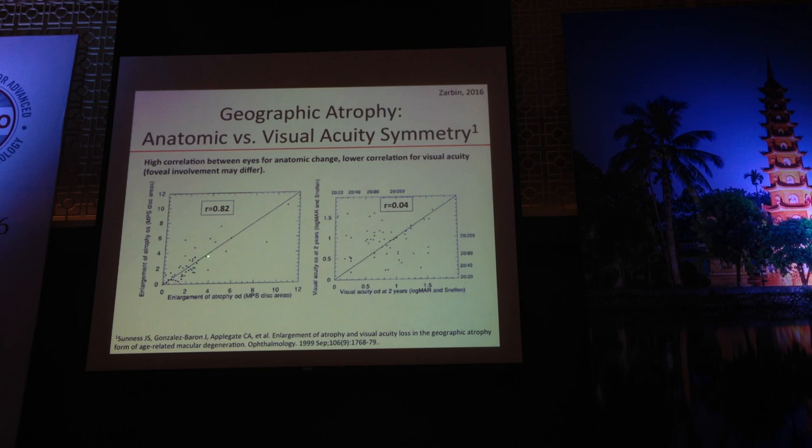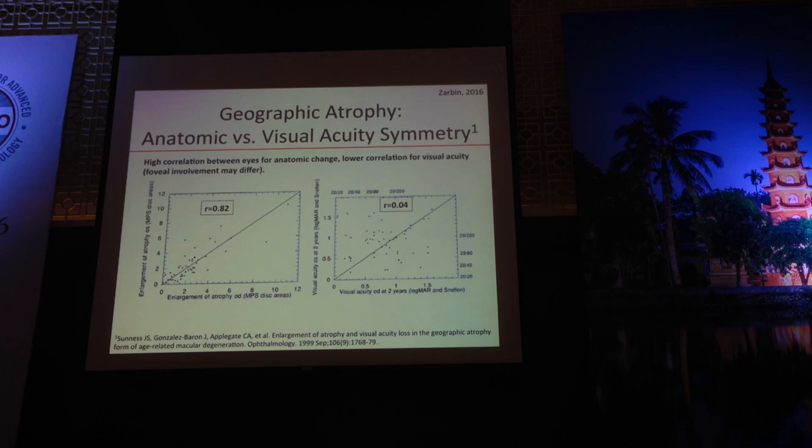What there's less concordance with is the visual acuity. You see R.82 versus R.4. Why is that? Because there may be small areas that we can't appreciate clinically where there's some foveal preservation and where we would expect there to be a loss of vision eventually, but where it hasn't happened yet.